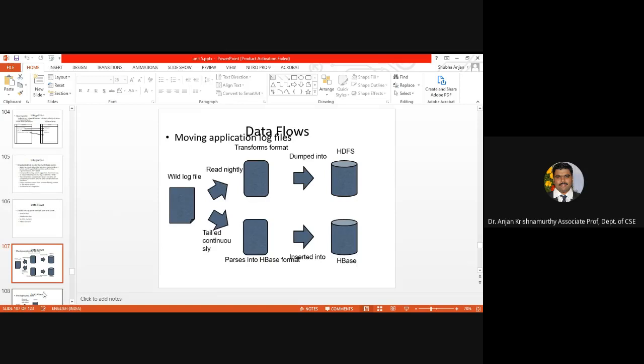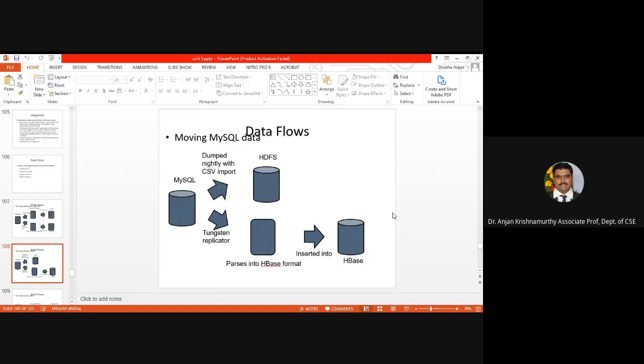The way in which the log file moves into the HDFS system is in 2 ways. One is you create a wild log file, which is a common log file across all the technologies under the Hadoop ecosystem. Second is you read nightly, transform the formats and dump it into the file system, which is HDFS. Or you can also get it tailed continuously, parse it into HBase format, and insert it into the HBase database also. So there are 2 ways of storing the log files.